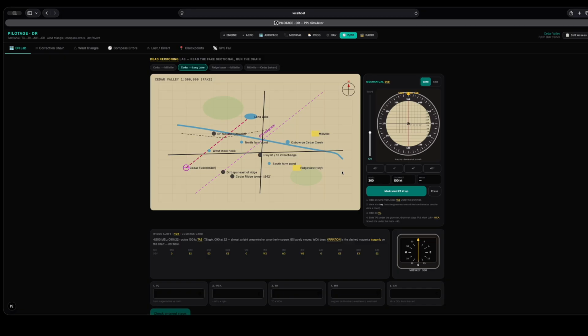Okay, today we're going to talk about dead reckoning. This is part of the ACS. I don't have the section number handy, but it will come up during your checkride, presumably.